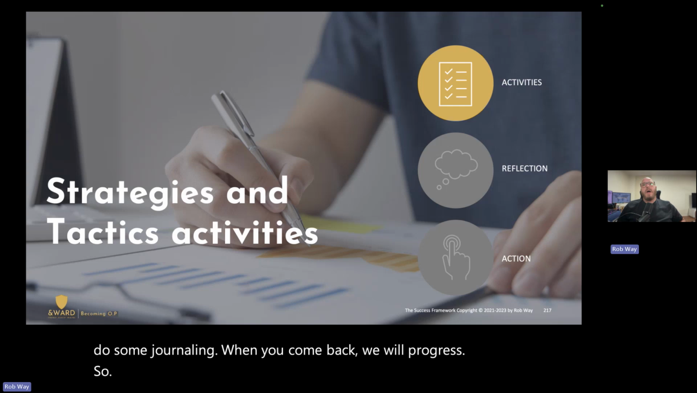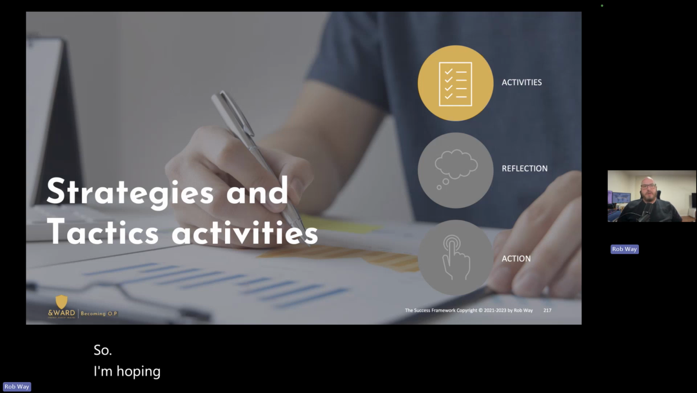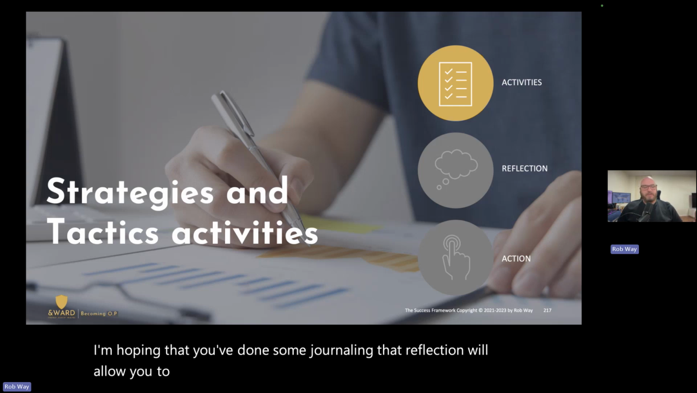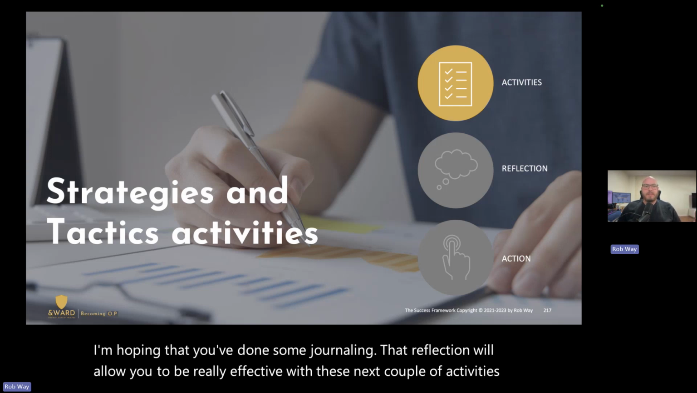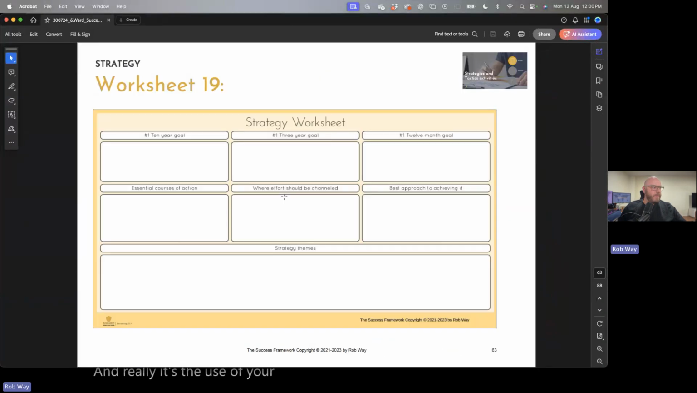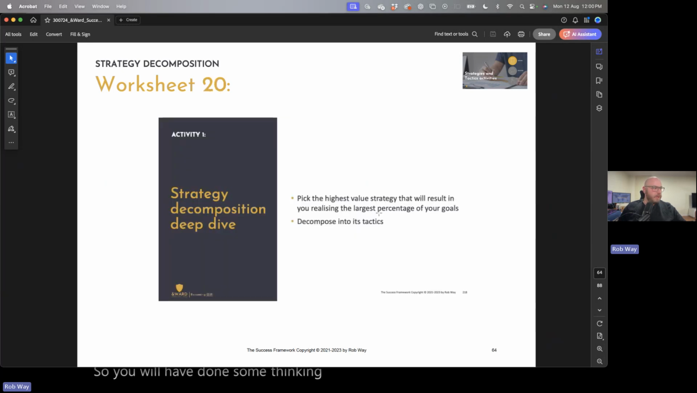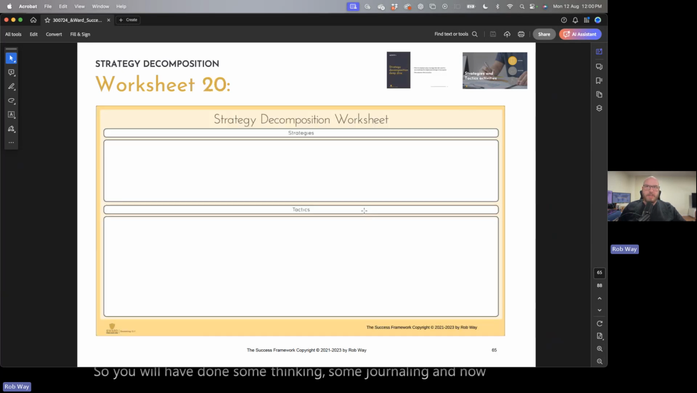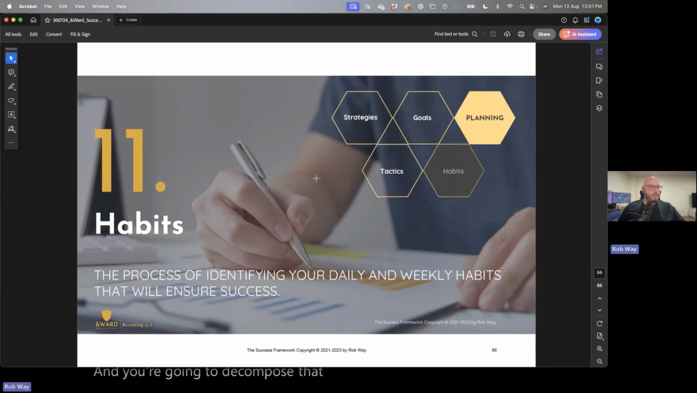So I'm hoping that you've done some journaling. That reflection will allow you to be really effective with these next couple of activities. And really, it's the use of your tool. So you will have done some thinking, some journaling, and now we're going to do the decomposition deep dive. And you're going to pick one strategy, maybe two, and you're going to decompose that strategy into your core tactics.